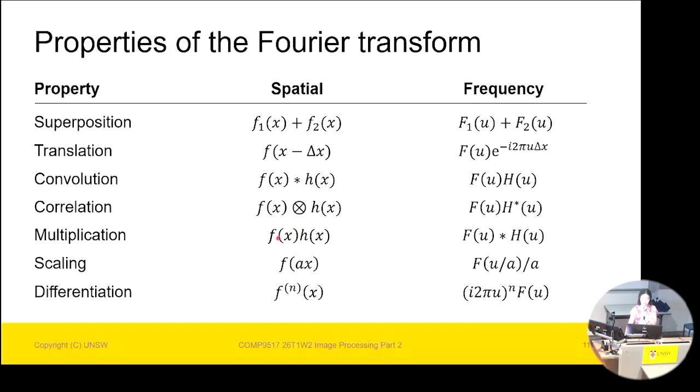And multiplication is a reverse of the convolution. So that means multiplication in the spatial domain is equivalent to convolution in the frequency domain. So you can do convolutions in the frequency domain, and that will give you something equivalent to doing multiplications in the spatial domain. And you can also look into this one. The scaling and differentiation just means if you replace x by this one, you should get something like this. And this one is about derivatives. So then you will have something like this.